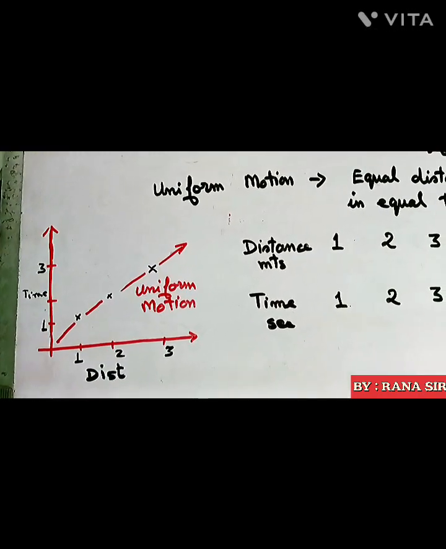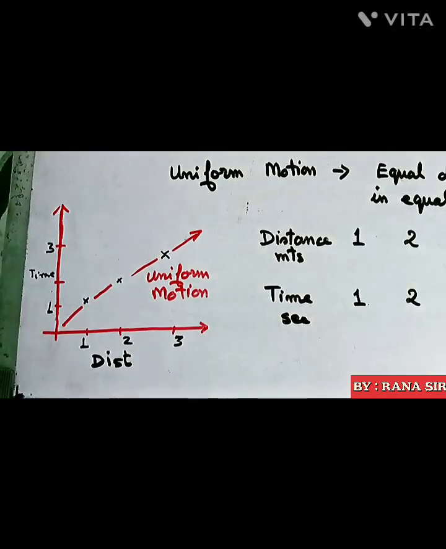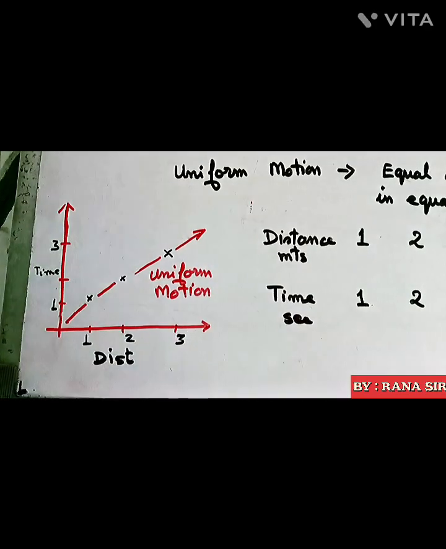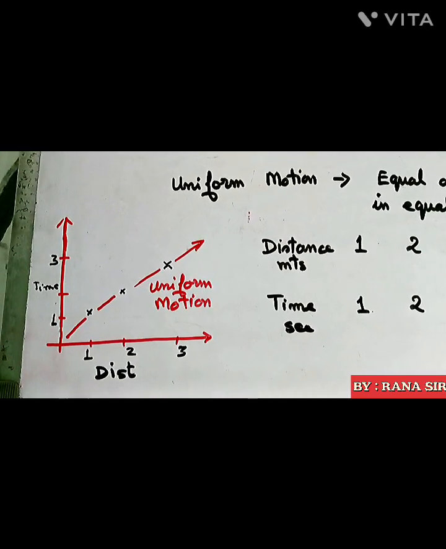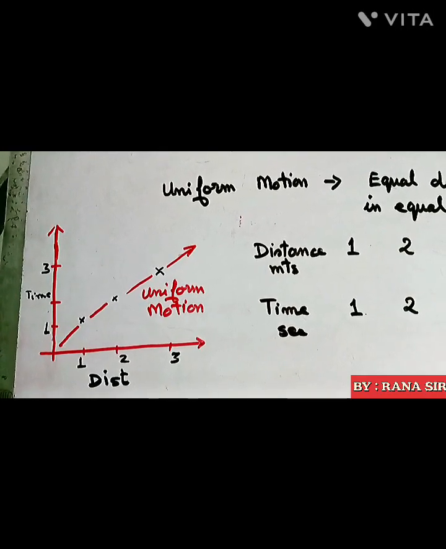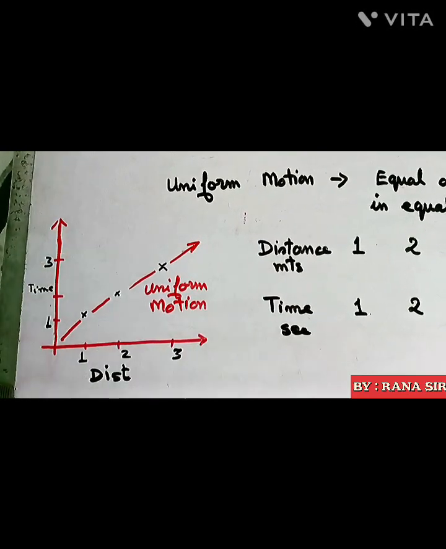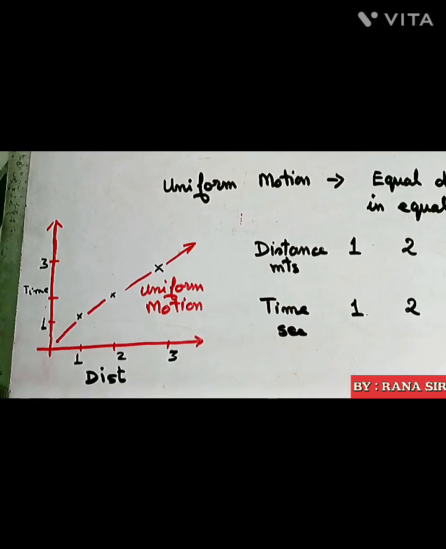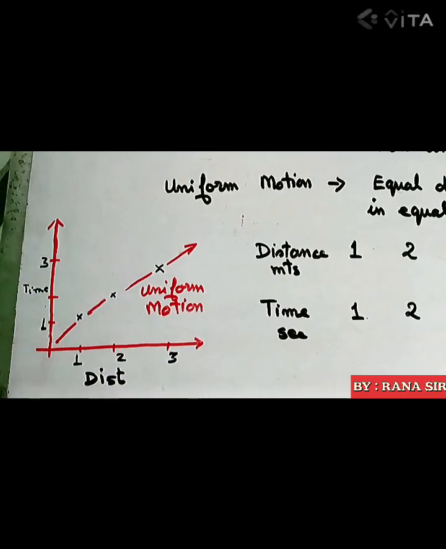We can show it in the form of a graph, with distance on one axis and time on the other, a distance-time graph. And this line is uniform motion, or we can say uniform speed. I'll discuss speed, velocity and acceleration after this. So this is uniform motion, or uniform speed, when equal distance is traveled in equal time intervals.